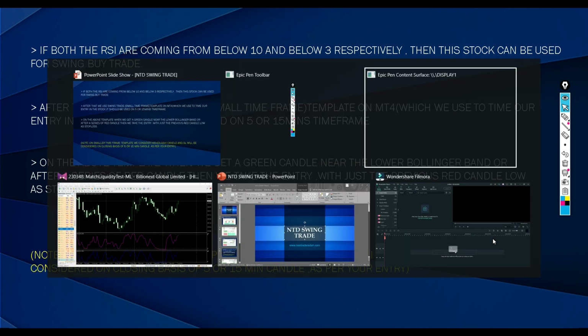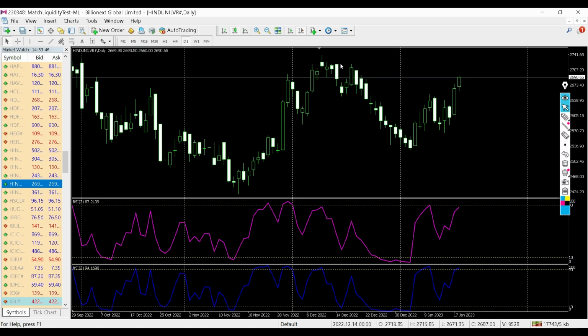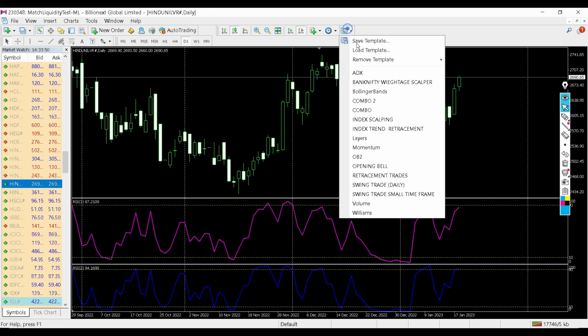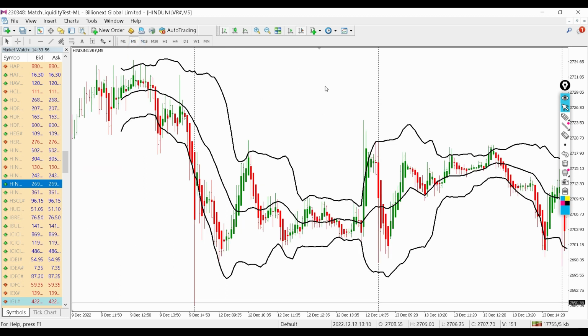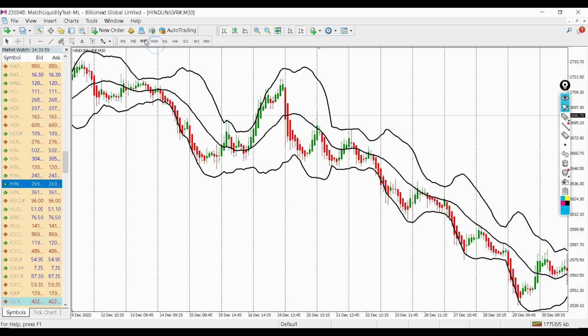I'll go on the same MT4. Once I go on MT4, now this was the template which we used for daily time frame, swing trade daily. Now here we'll go for swing trade small time frame, and on that we'll click on 5-minute or 15-minute according to you, whatever you feel comfortable, you can click on that.